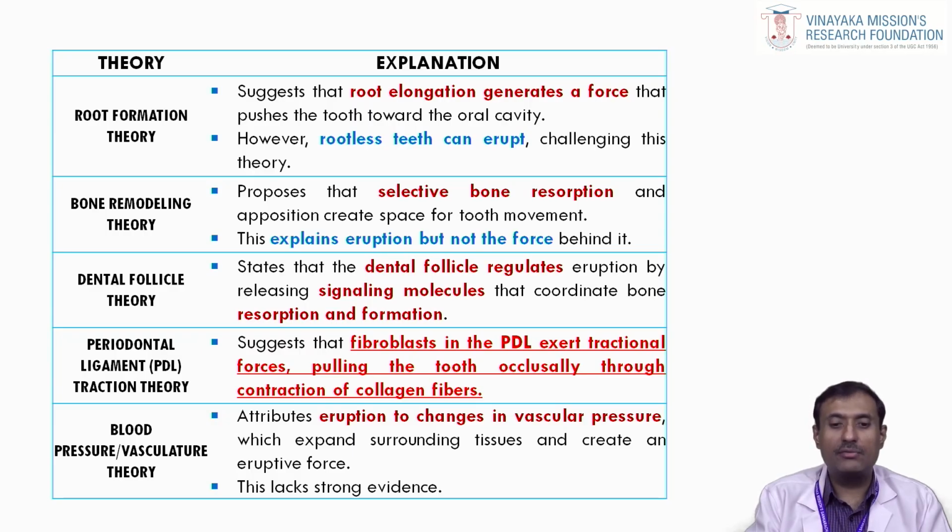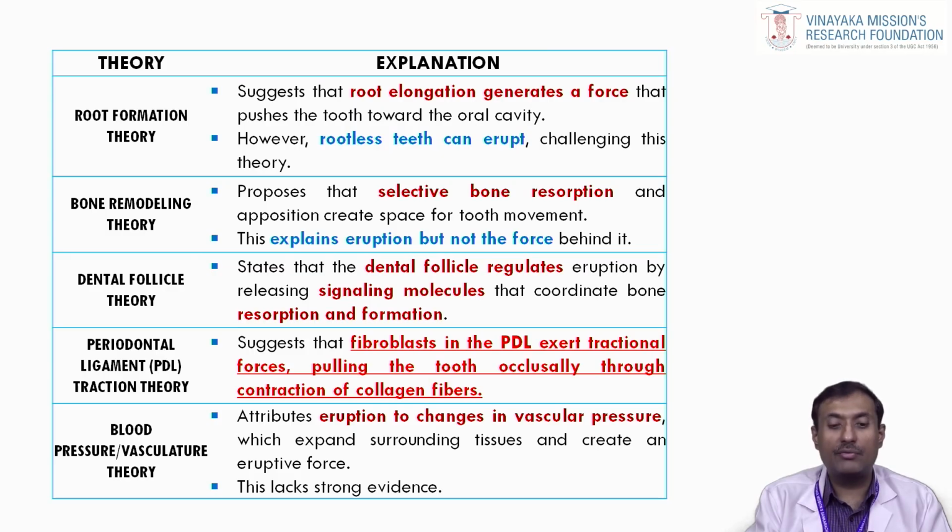The next theory is the dental follicle theory. According to dental follicle theory, there are certain signaling factors, molecules and cells which cause the resorption and formation of the tooth. Again, this theory does not provide evidence for the force which is needed or generated to push the tooth into occlusion. The most accepted theory is the periodontal ligament traction theory.